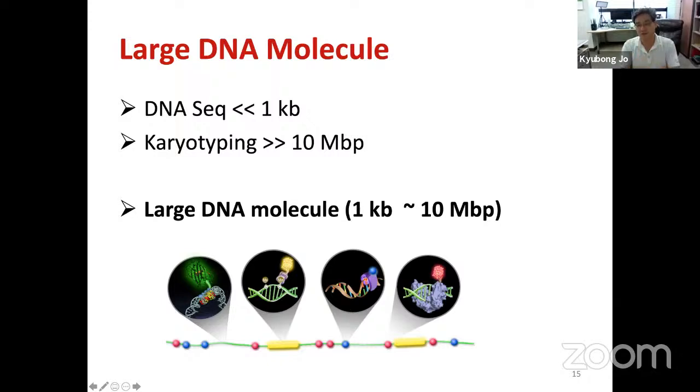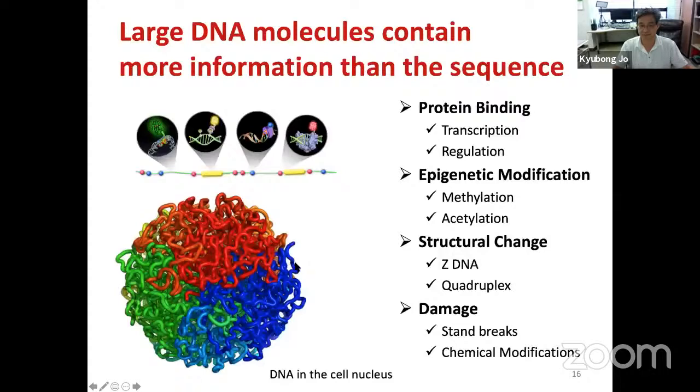However, these sequencing technologies are usually limited to less than 1 kb. Compared to that, karyotyping is so powerful. However, the limitation of karyotyping is that the resolution is 10 megabase pairs, which is kind of too large. So I am interested in the analysis of DNA molecules whose size is larger than 1 kb and less than 10 megabase pairs, in between these two technologies.